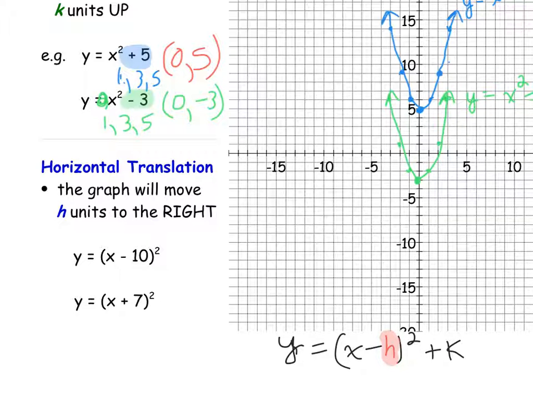So you hopefully noticed that the value of h, and not the sign of h, tells you that you're moving the graph to the right. So for instance, if I were to have the equation y equals (x minus 1) squared, and I look at the value that's inside that bracket, ignoring the negative, that tells me this graph should be located 1 unit to the right. Okay, so let's take a look at some examples here.